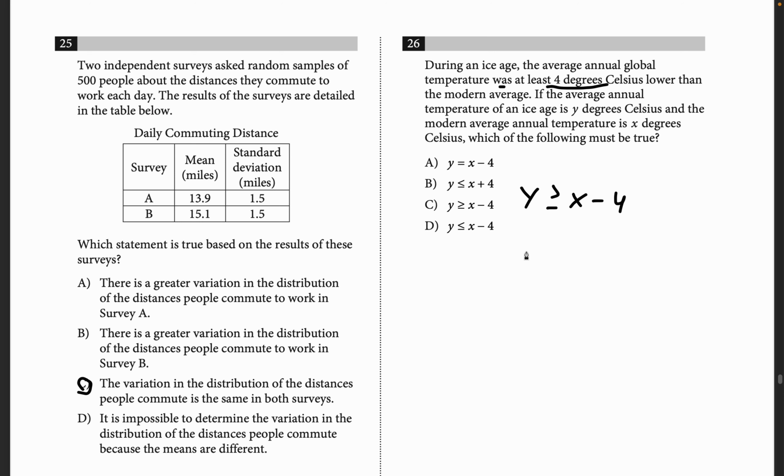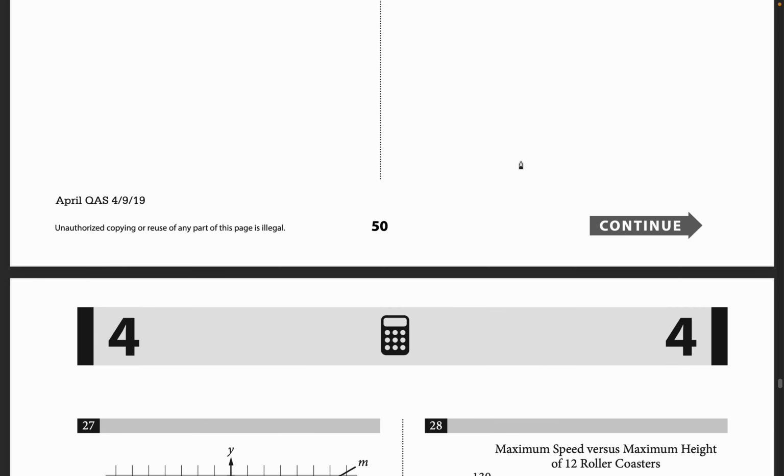The 4 degrees, X minus 4, you have to look at it like this: it was greater than or equal to Y, because it was at least 4 degrees. So this was greater than the average annual. If you shift it, it will be like this: Y is less than. Oh yeah, this was tricky. So it is actually going to be this, choice D. You might be tempted by this, but you have to view it like this. This temperature was at least 4 degrees, so it was greater than or equal to the average annual global temperature.